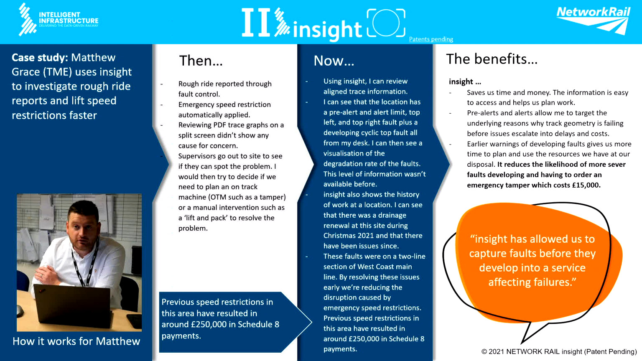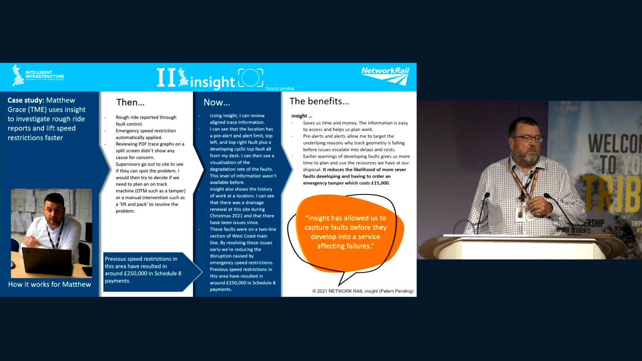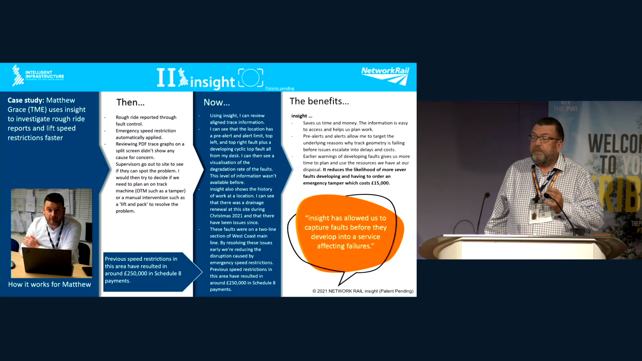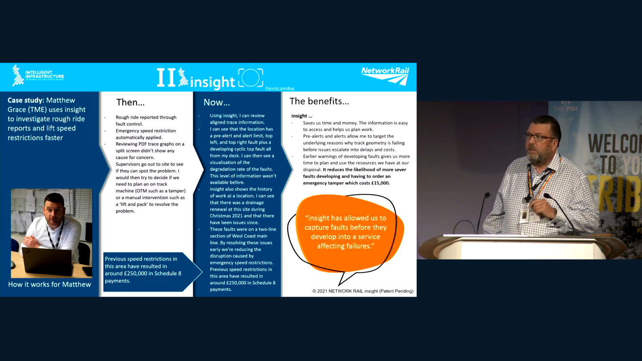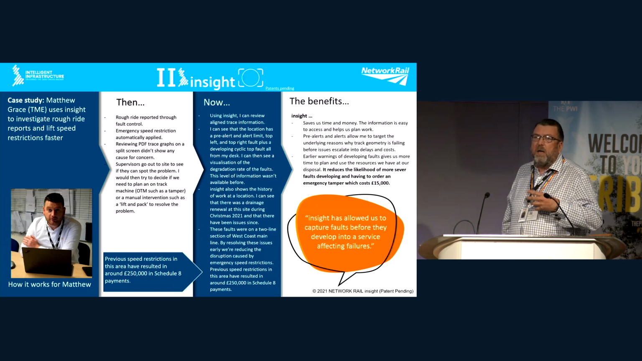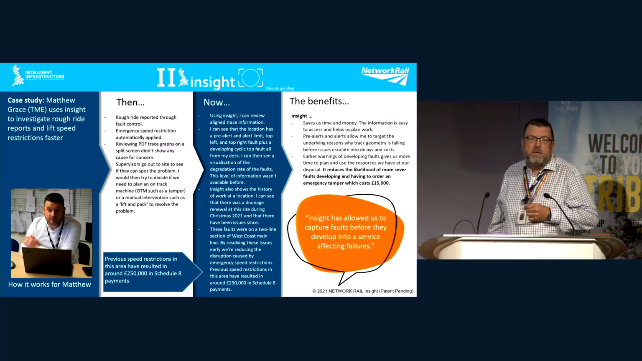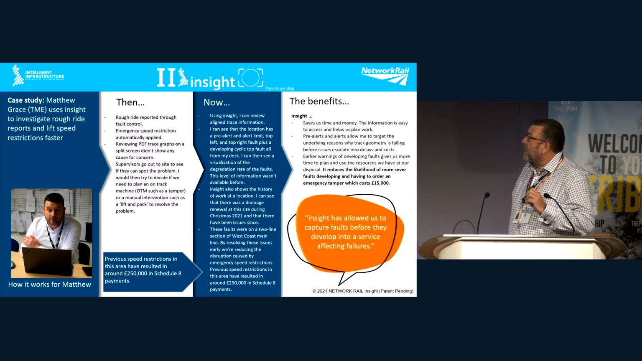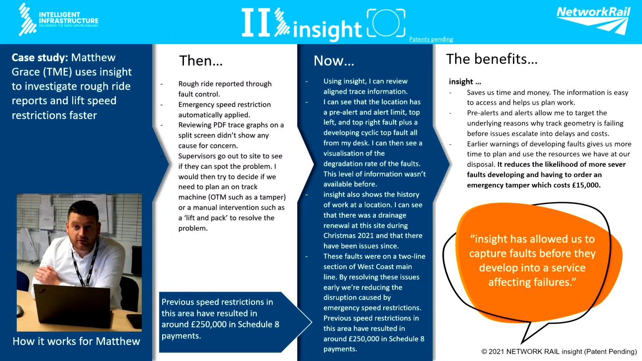So not only can you see what's happening from a track perspective, you can potentially start to look at root cause of why you've got that issue, because other work's been done, or not been done, as in some cases. So in this case, Matthew was able to look at how quickly he could take off a speed following a rough ride report using the data and the analysis that's within the tool. And you can see how previously we've saved a lot of money by identifying these.